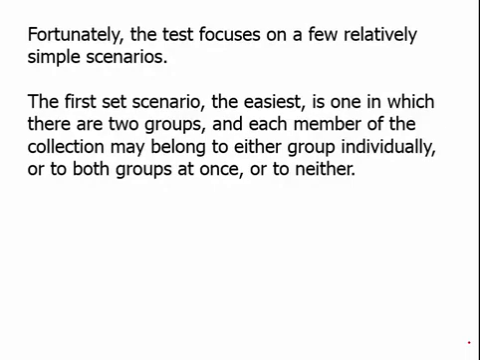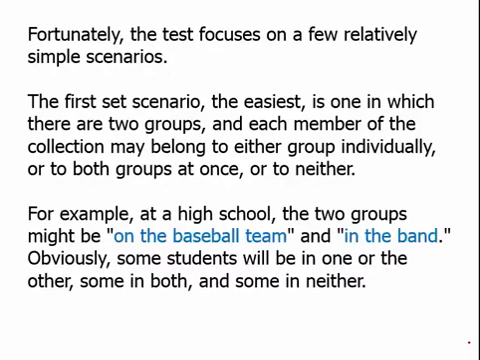The first set scenario, the easiest, is one in which there are two groups, and each member of the collection may belong to either group individually, or to both groups at once, or to neither. For example, at a high school, the two groups might be on the baseball team and in the band. Obviously, some students will be on the baseball team. Others will be in the band. There'll be a few talented students who are on both the baseball team and in the band, and of course there'll always be some who are not participating in either.